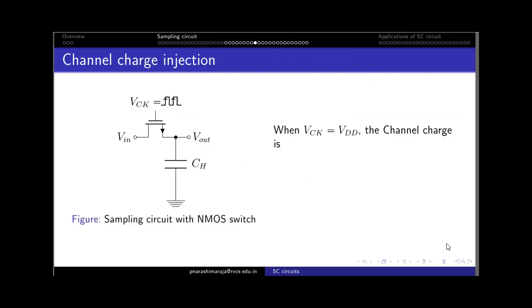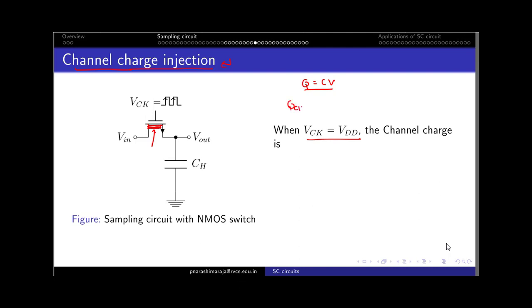Now we will focus on the last type of error, which is termed channel charge injection. This error also appears due to the transition from the sample phase to the hold phase. To understand this error, first let us evaluate the channel charge that I would have under this particular gate when the clock is high. So what would be that value? We know Q in general is equal to CV, so we can use this expression to calculate the total charge stored under this channel when the clock is high, or when the NMOS transistor is on.